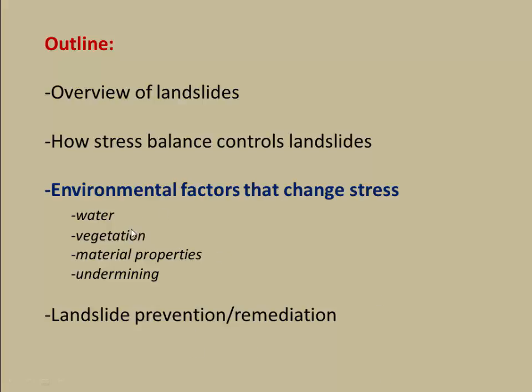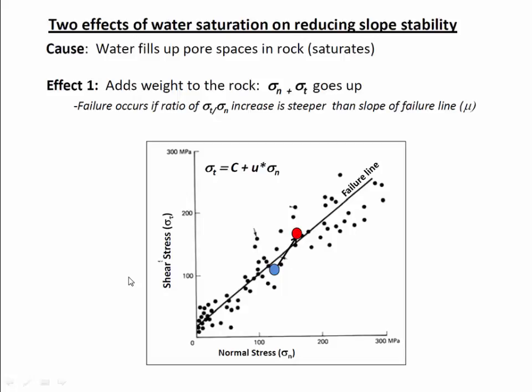Now what we want to do is look at some of the environmental factors that can actually change the stress balance, right? How can we move around in that normal stress versus shear stress space? And we'll look at five things. We'll look at the effect of water, the effect of vegetation, material properties, and undermining. So let's start with water.